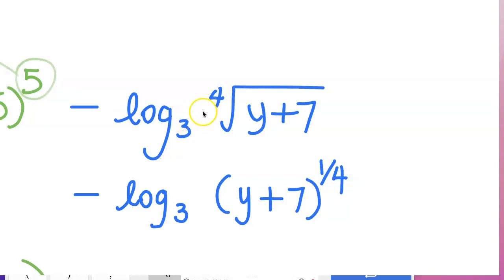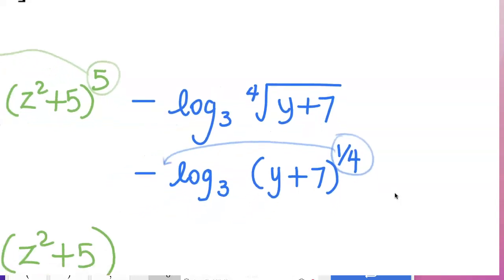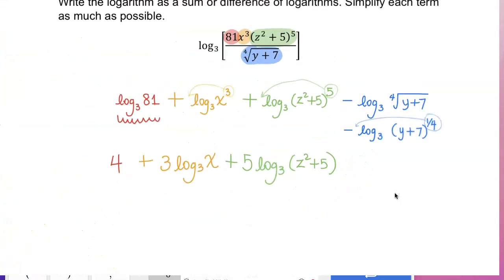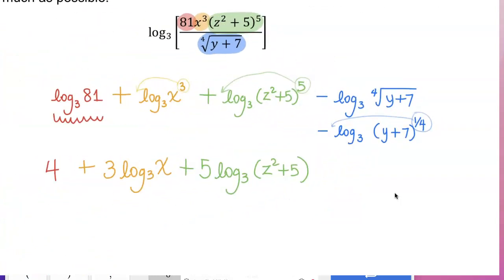Now look, if this was a fifth root, I would have put 1 over 5, okay? This was a fourth root, so I put 1 over 4. Now same thing will happen. This exponent of 1/4 will come down to the front right after the minus sign, but before that log base 3. So here's the final answer, okay? After all those terms, I am now going to write minus 1/4 log base 3 of y plus 7.